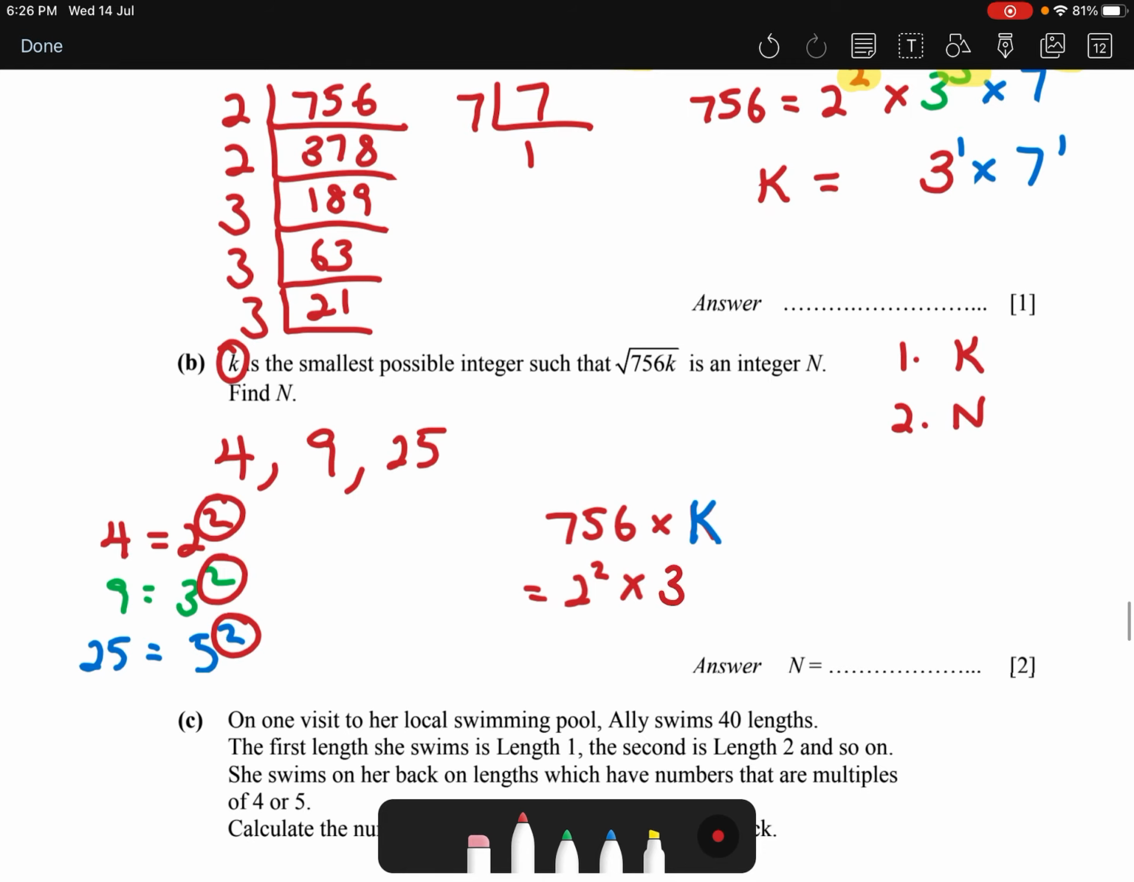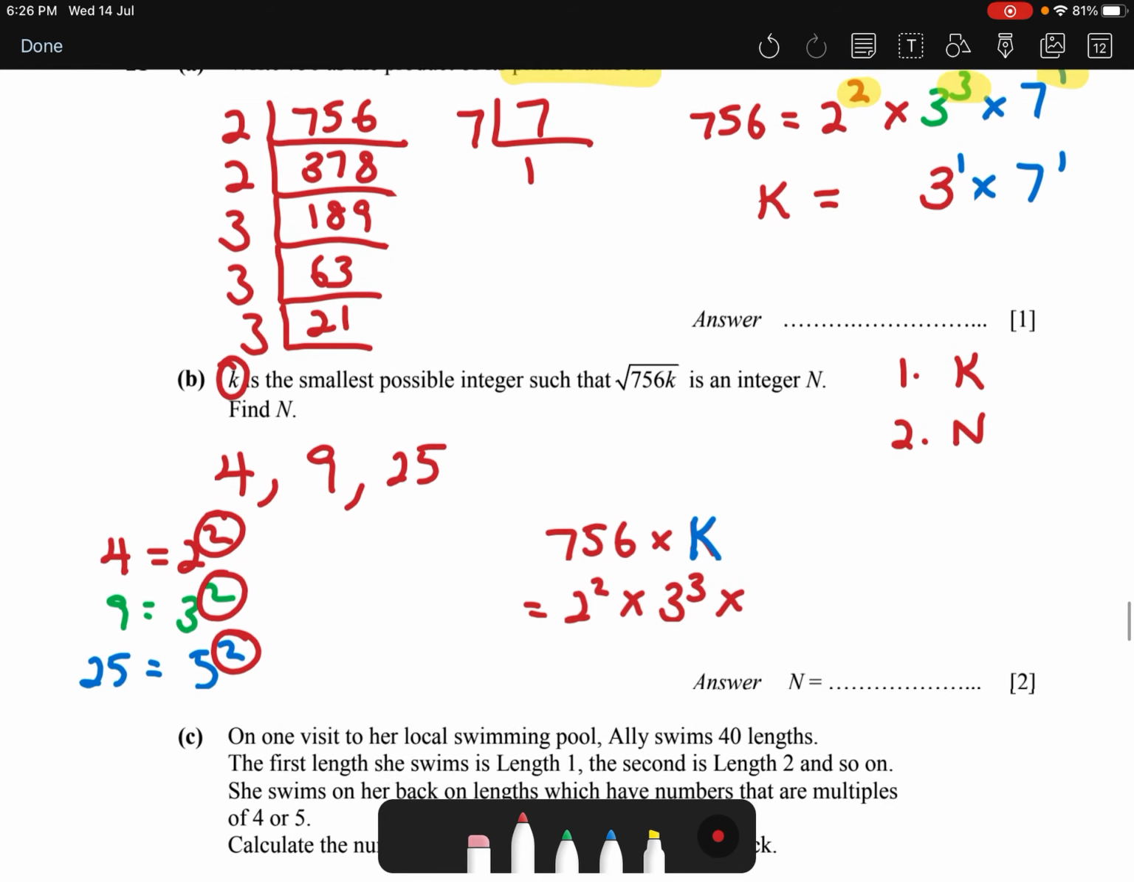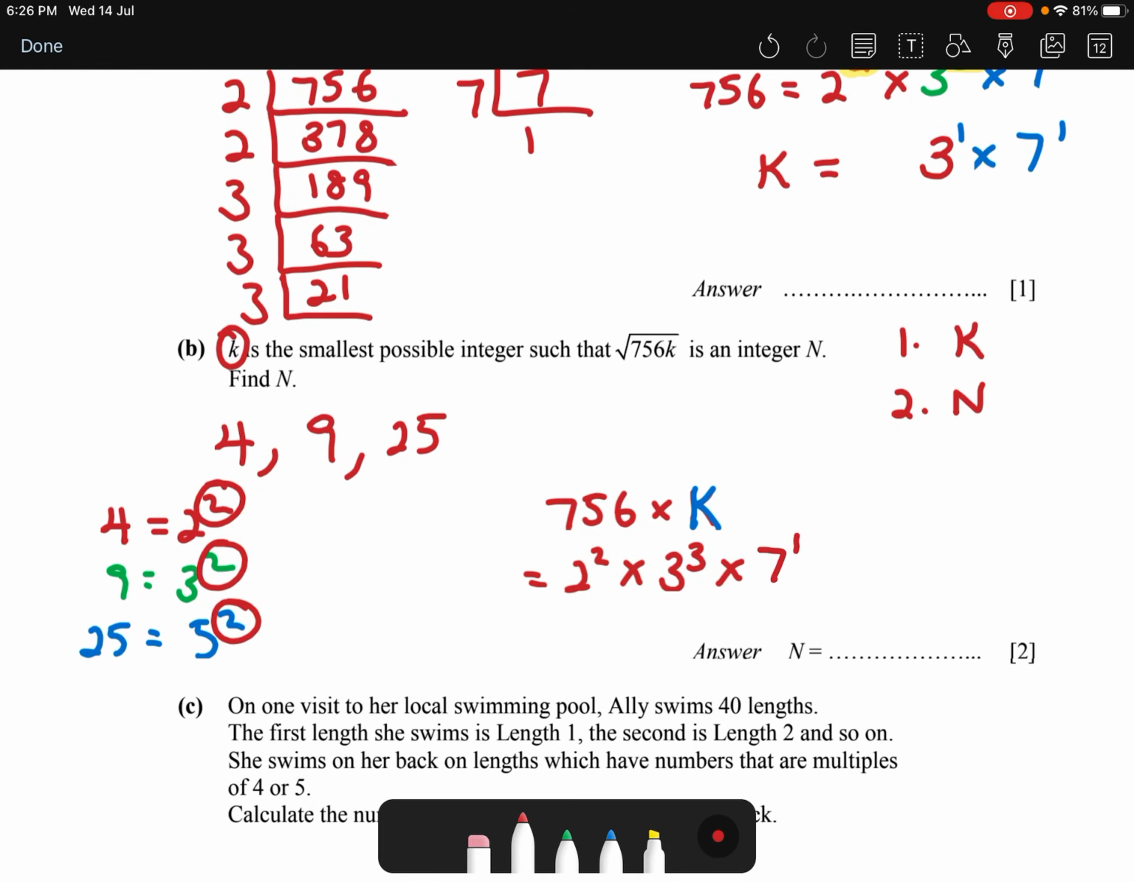756 is 2 to the power of 2 multiplied by 3 to the power of 3, multiplied by 7 to the power of 1. So this is 756 in terms of prime numbers. What about my k? My k is 3 to the power of 1 multiplied by 7 to the power of 1. If you combine all this together, you should get 2 to the power of 2 multiplied by 3 to the power of 4 multiplied by 7 to the power of 2.